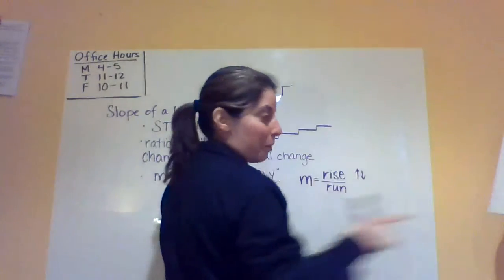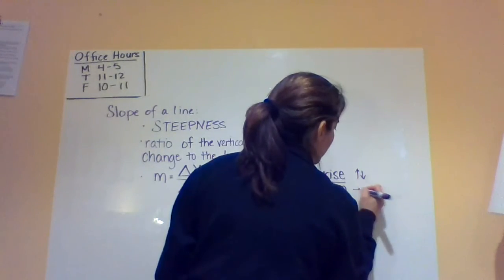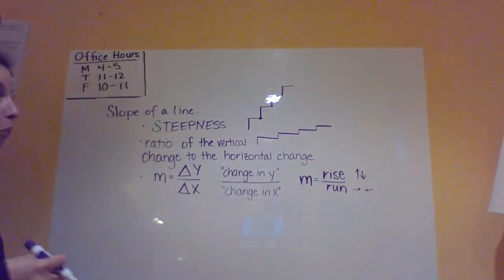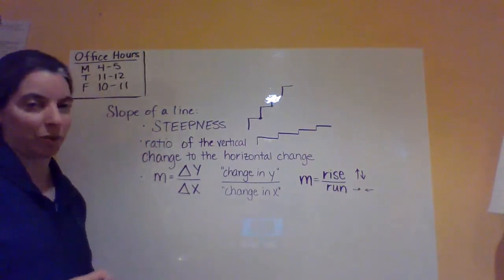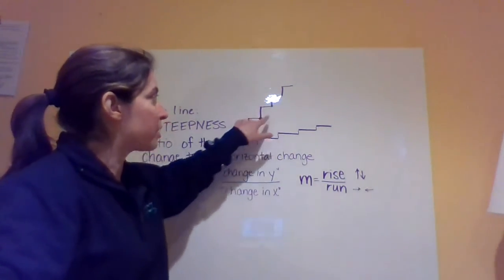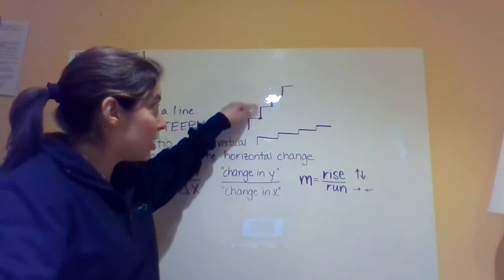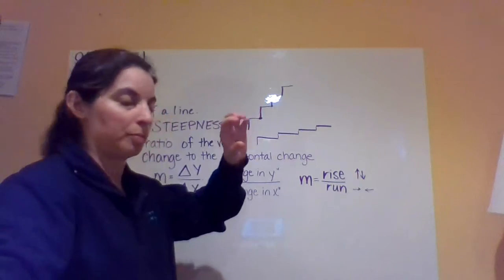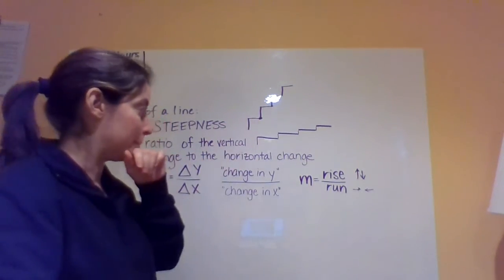We run, we don't run up in the air, we run across. So the run number tells us where we're going, left or right. What this means, and this will make more sense once we see it in context, is that the slope tells us from one point to the next how far up or down do we go, and how far over left or right do we go. And that gets us to the next point, or to another point on the line.